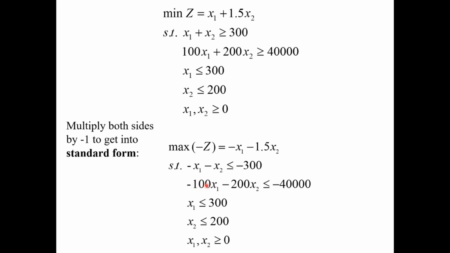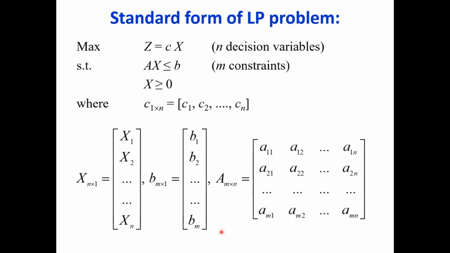We do the same thing with the second constraint. We have to multiply through, and then these two constraints are in the proper form to begin with, and x1 and x2 have to be greater than or equal to 0.